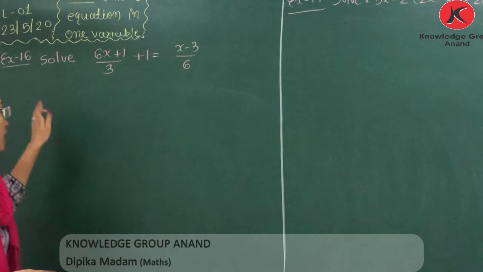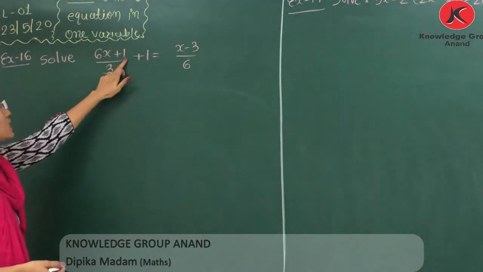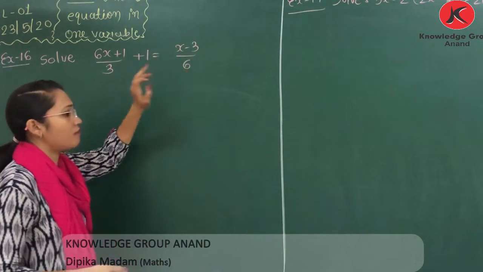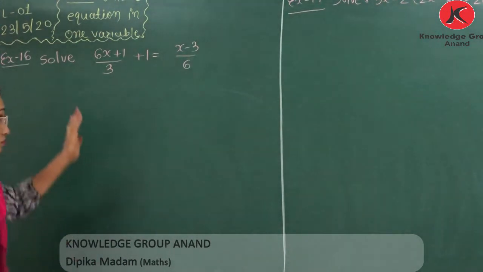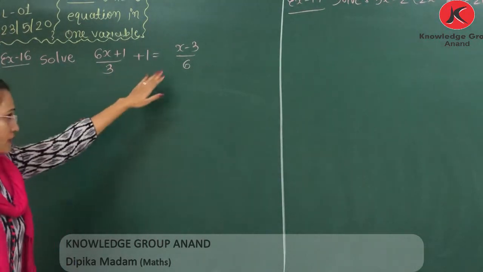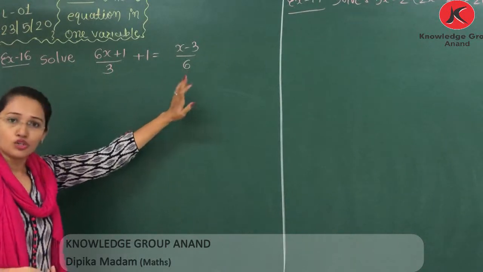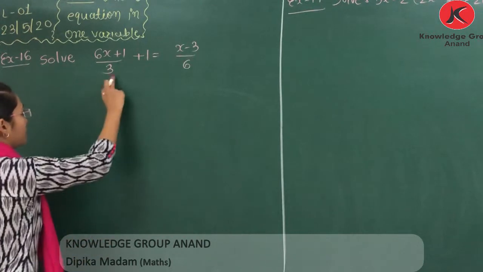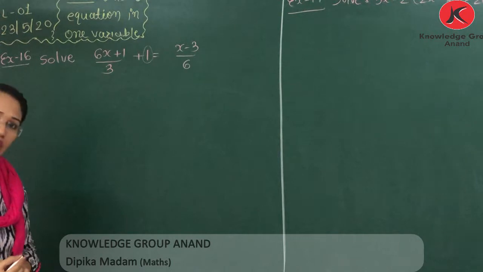So here example 16 is given. Solve (6x + 1)/3 + 1 = (x - 3)/6. How can we solve this equation? First of all, we need to simplify the left-hand side and right-hand side. The right-hand side denominator is 6, so no need to change it, but here 1 is alone. So first of all we make the denominator 3 by taking the LCM.